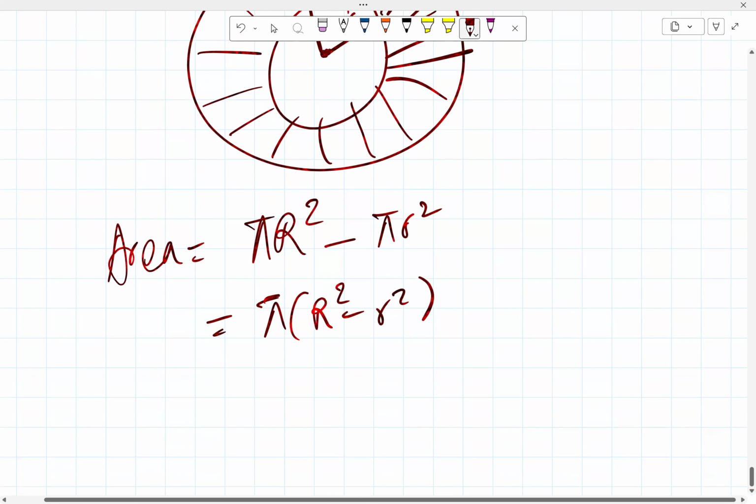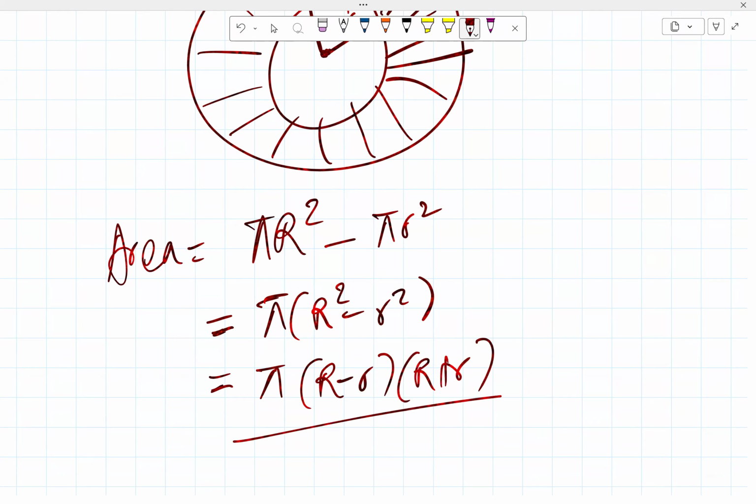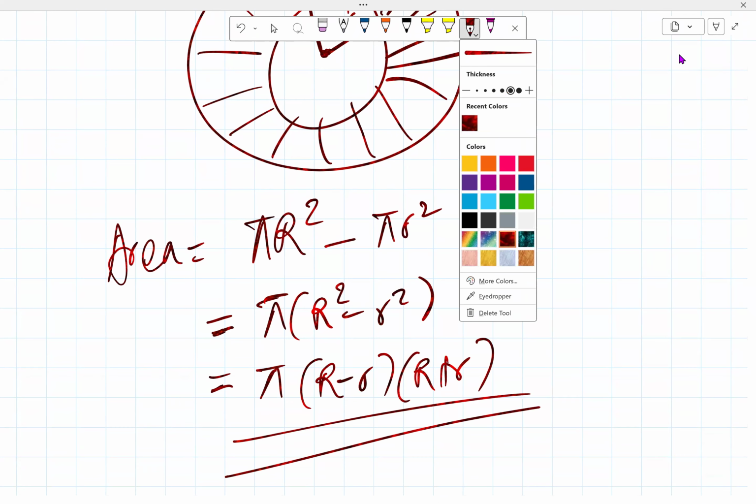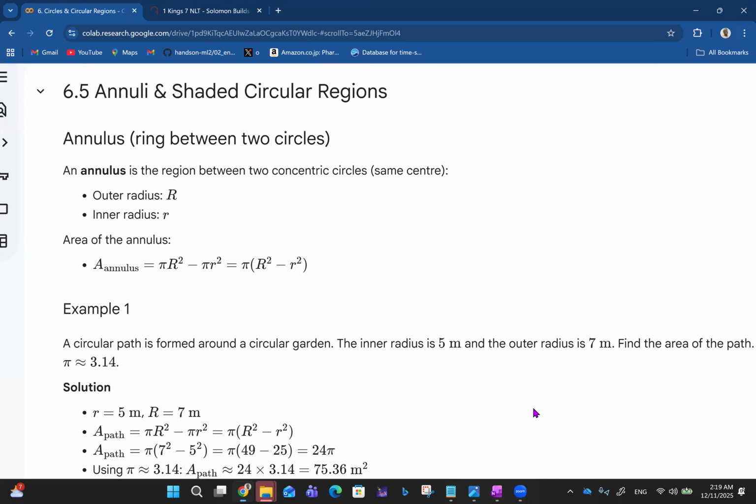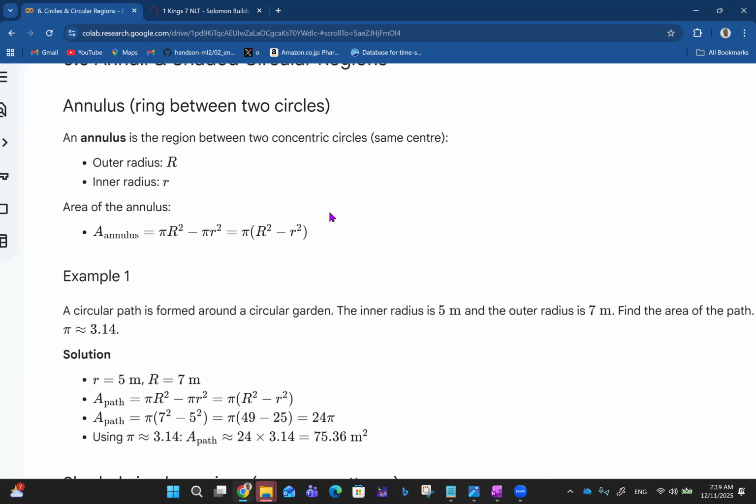And if you followed my playlist on polynomials, you can check that out, polynomial equation. This is a difference of two squares. So you have pi into big R minus small r into big R plus small r. That is the area of that annulus. With this, we can easily deal with any annulus like that, pi into big R squared minus small r squared.